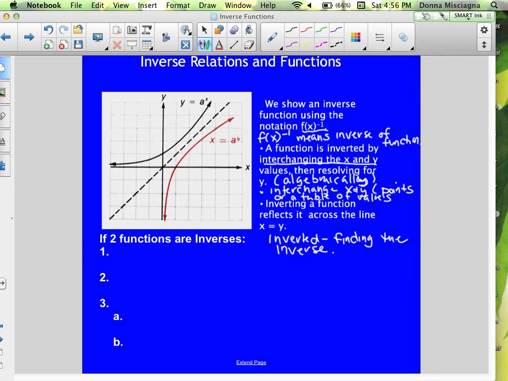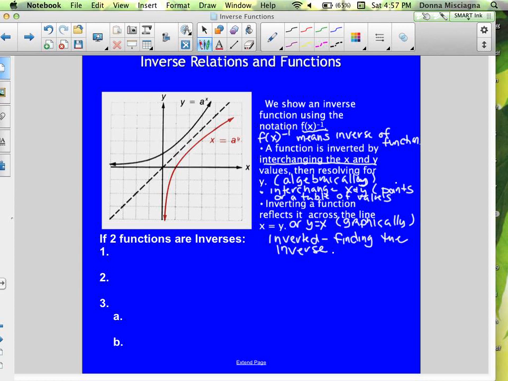The other way we can find the inverse of a function is to reflect it across the line x equals y or y equals x. It's the same line. And we call this finding our inverse graphically. In this lesson, we're going to learn a little bit about inverses, and we're going to find our inverses by interchanging x and y given a table of values or points, and graphically.